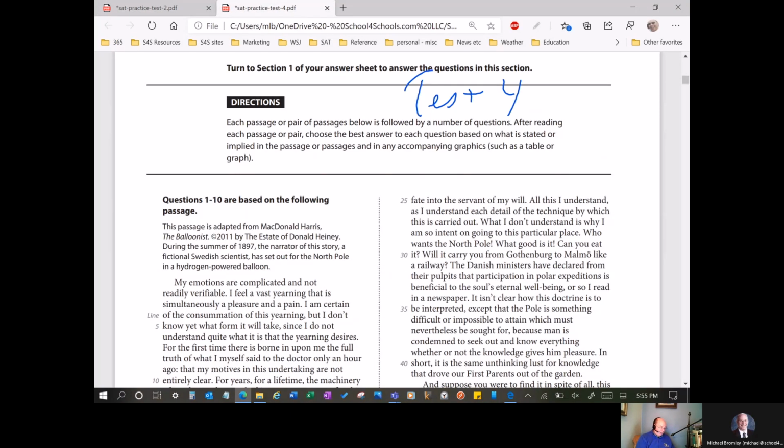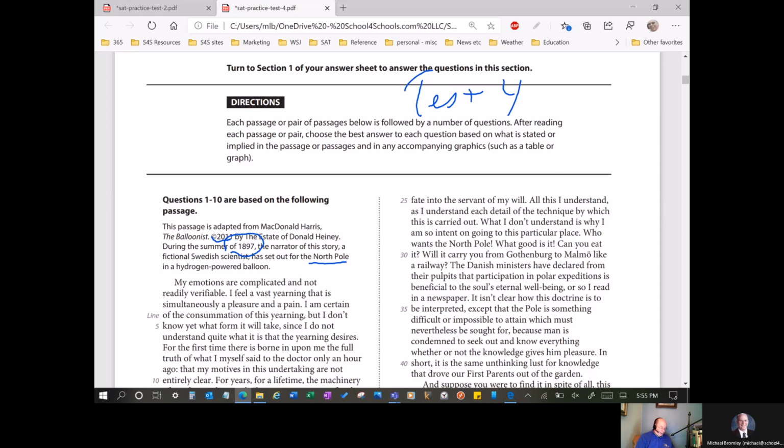This is the fiction piece. So it's written in 2011. It's a story about a fictional Swedish scientist setting out for the North Pole in 1897. There's not a lot to know. 1897 is just before the Spanish-American War. It's after the Civil War, but it's also during the industrial period in the US and Europe.